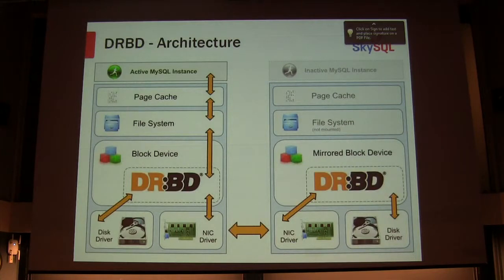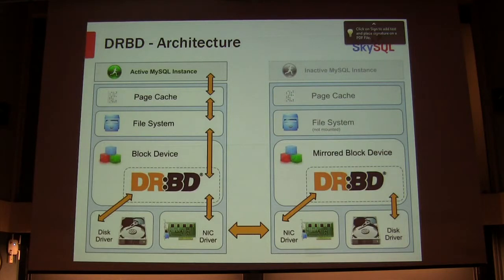Then there is something called DRBD. Has anyone used that? It's basically a kind of poor man's SAN. You don't have a SAN, but you want similar functionality. DRBD is the distributed replicated block device. Basically, it's replication of the disk. So it's below the file system layer, and you replicate disk blocks.